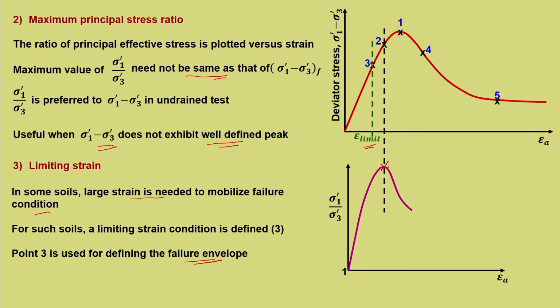Now, if it happens to be slightly lower, then what we are ensuring is that whatever stress is developed within the soil will be close to the elastic limit. Depending upon what limiting strain we are fixing, that will determine what sort of failure envelope we are taking, because now all the stresses will be plotted with respect to this particular point 3. So, what does that mean?